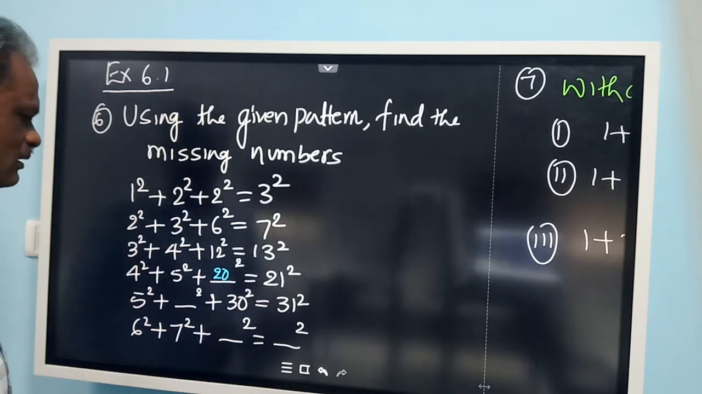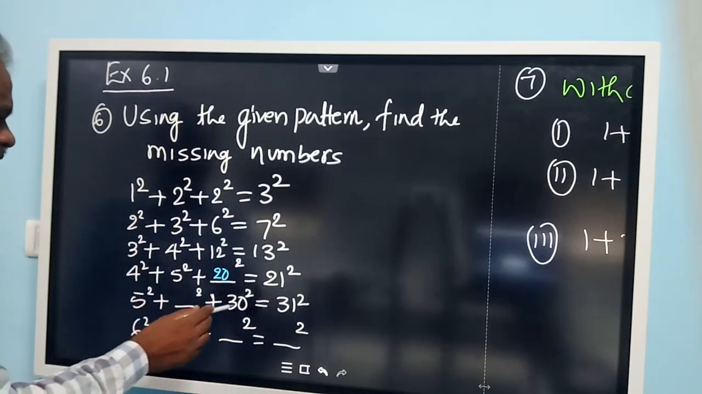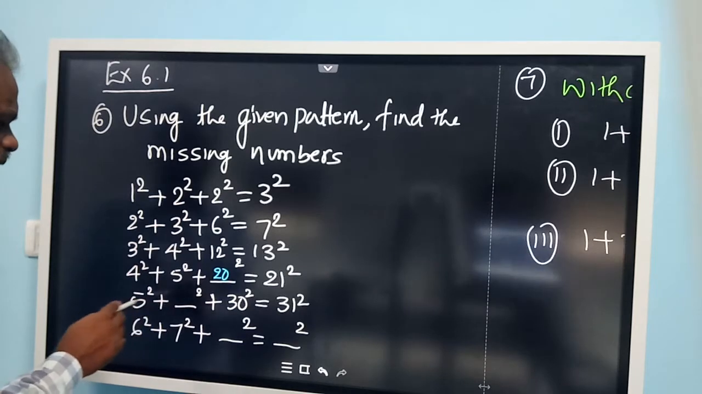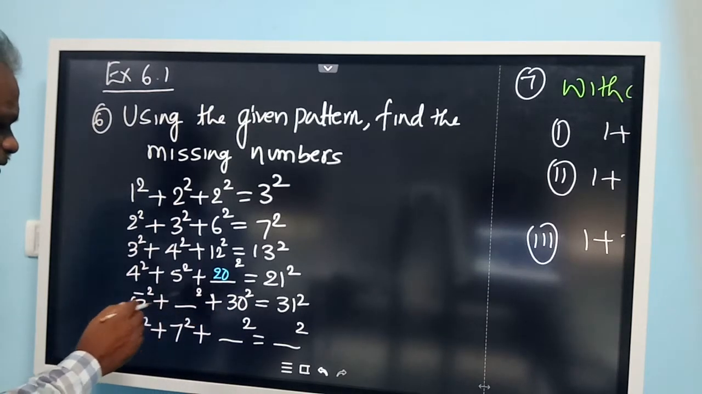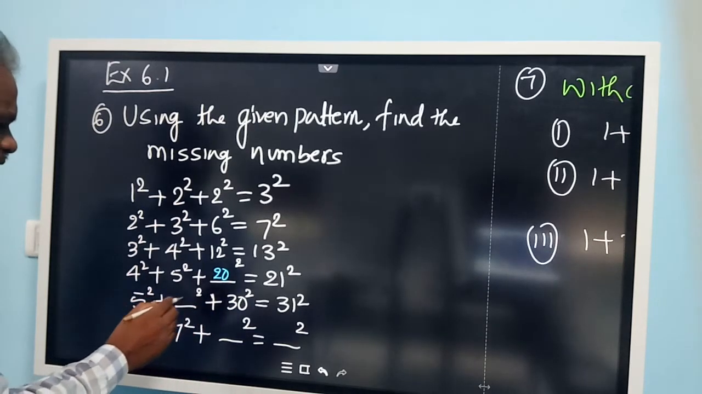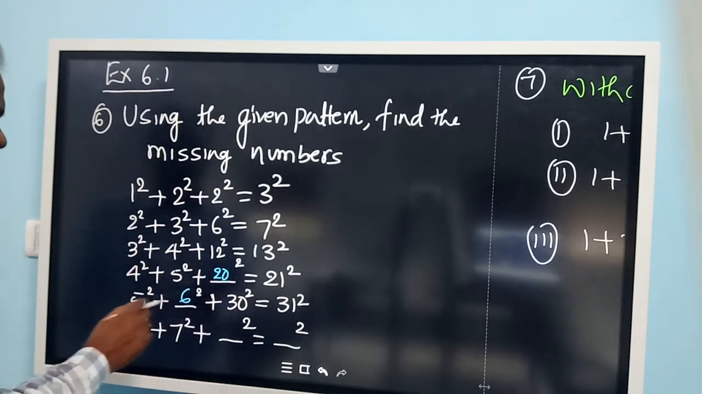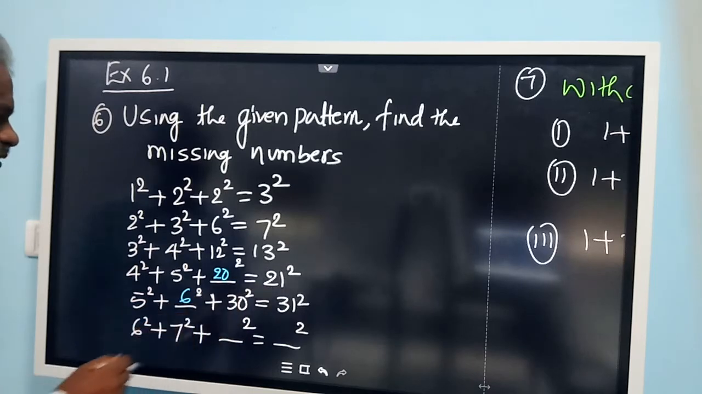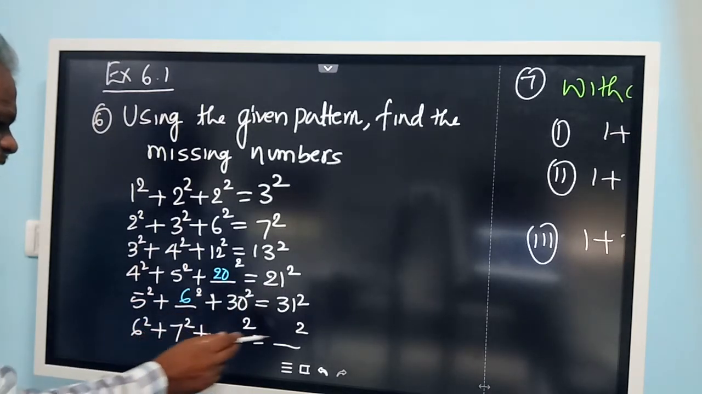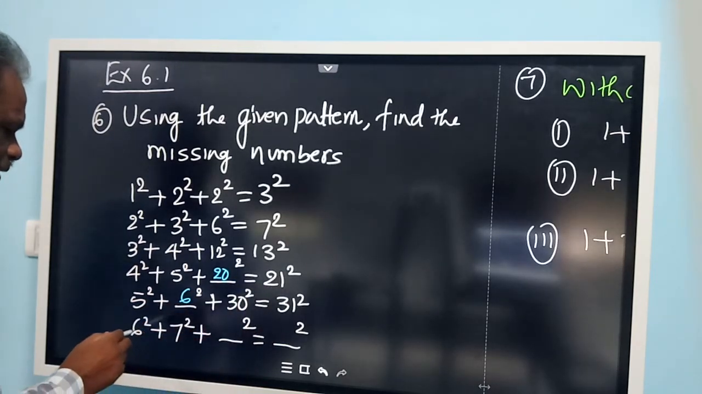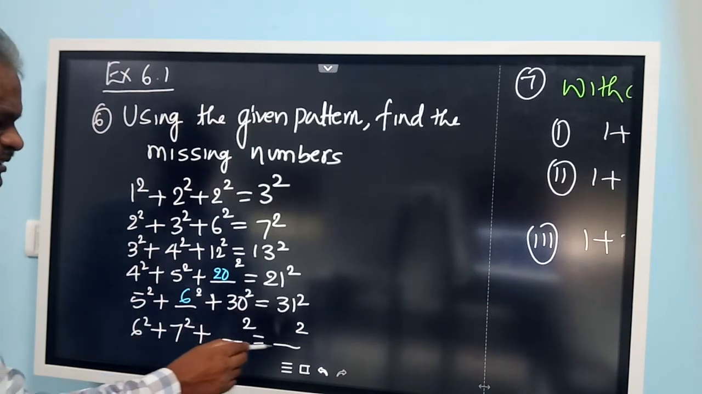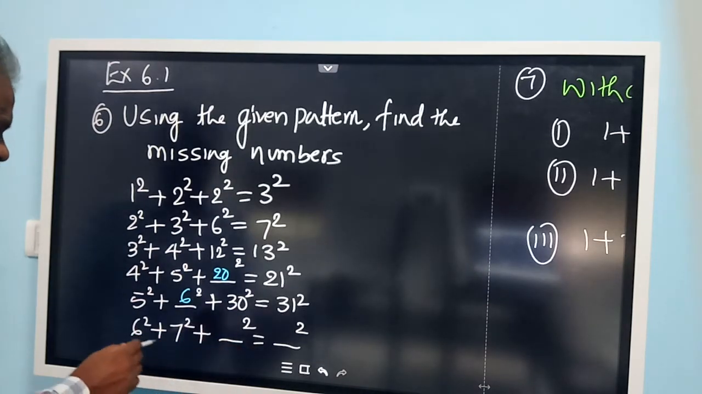Then come to this one. So here it is 30 square. What should be multiplied to 5 to get 30? What should be multiplied to 5 to get 6? 6 square. So 5 square plus 6 square plus 30 square is equal to 31 square. Now here look at this, both the places are missing. 6 square plus 7 square plus dash square is equal to dash square.